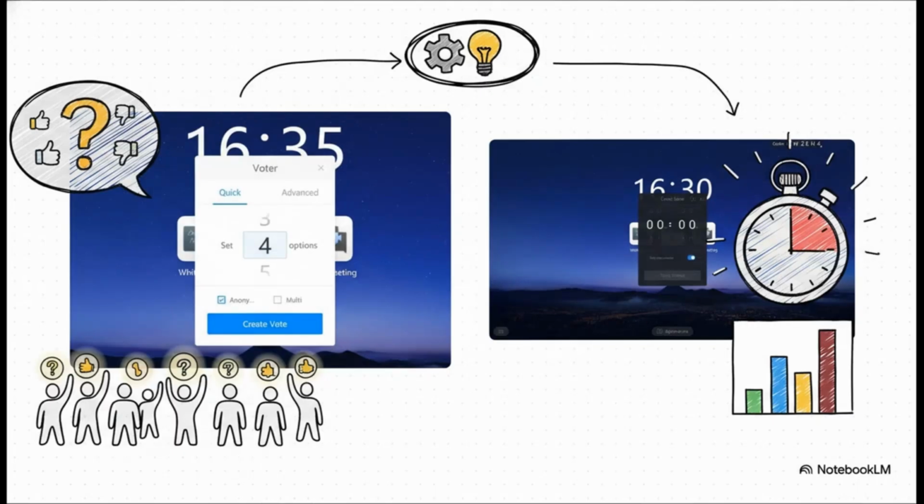The OS also has these handy little tools built right into the sidebar to help manage the meeting. There's a voter tool so you can get quick, anonymous feedback from the group, and there's a timer you can pop on screen to make sure presentations stay on track. They're small things, but they make a huge difference in keeping meetings focused and productive.